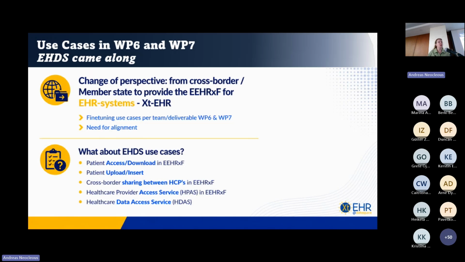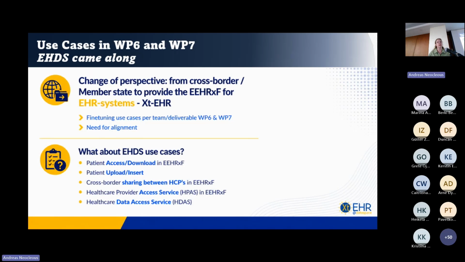And as you all know, the patient or the natural person is really playing a central role in the EHDS. And the person or the citizen was not really included in the eHealth network guidelines. So that's something we had to think about. And instead of having it in every team separately, we thought, let's sit together and see how we can address this.